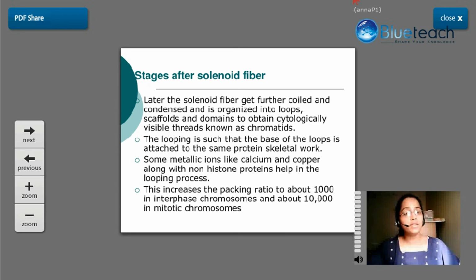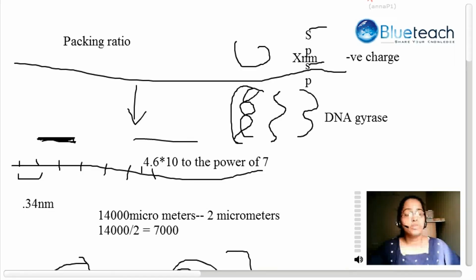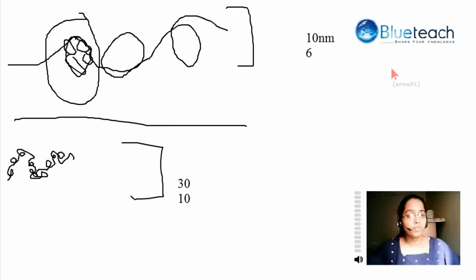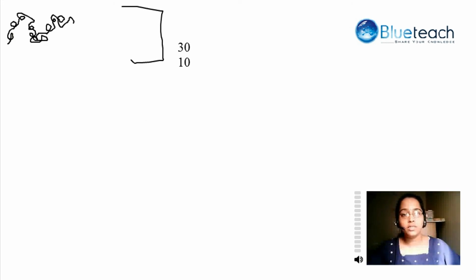The looping is such that the base of the loop is attached to the same protein skeletal work. Some metallic ions like calcium and copper, along with non-histone proteins, help in the looping process. So, just to explain this, such loops are arranged like this.